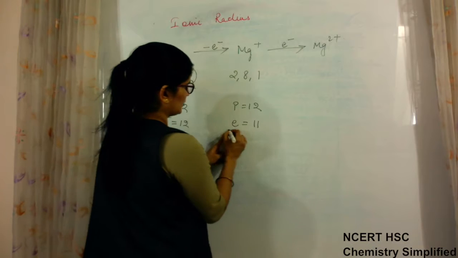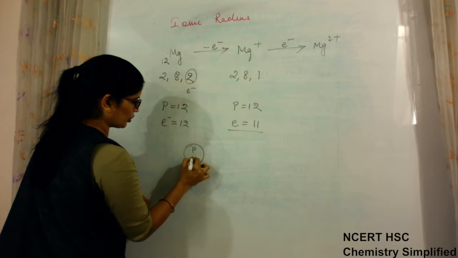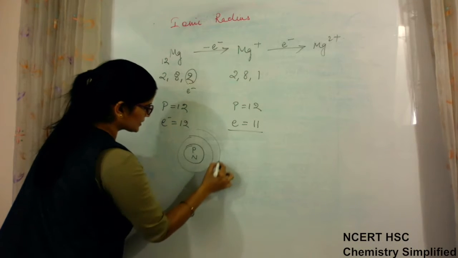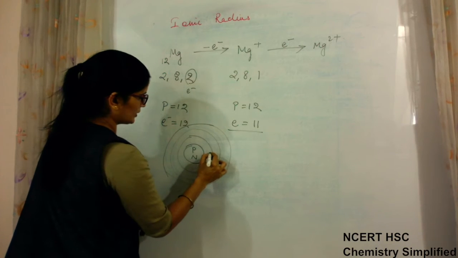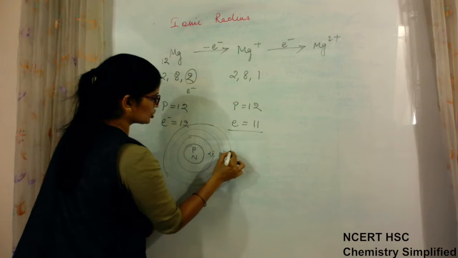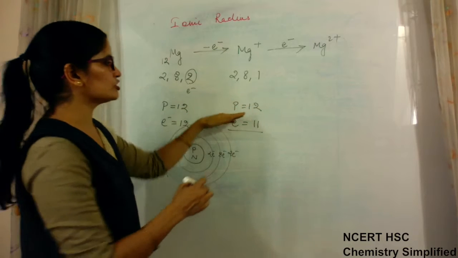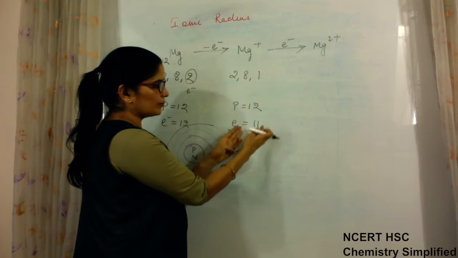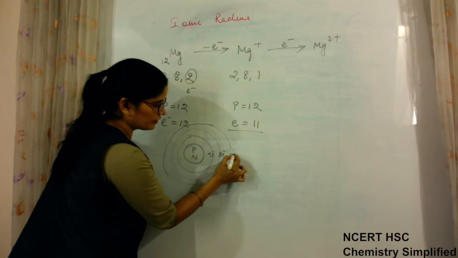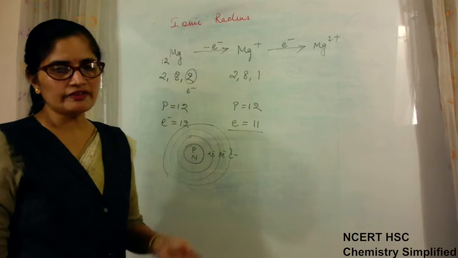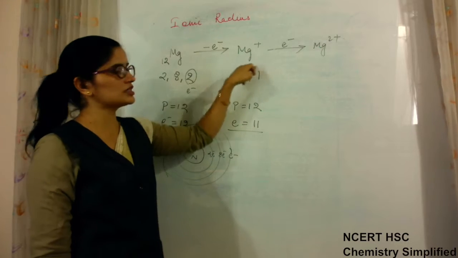Now if you draw the structure for magnesium, this will be the nucleus having protons and neutrons, first shell, second shell and third shell. 3 shells are here. It has 2 electrons, 8 electrons and 2 electrons in the third one. Now when it forms Mg+, what is there? More protons are pulling fewer electrons. Here 1 electron is lost, so what is left is only 1 electron. That means even when the shell is not lost, atomic size reduces when a cation is formed.